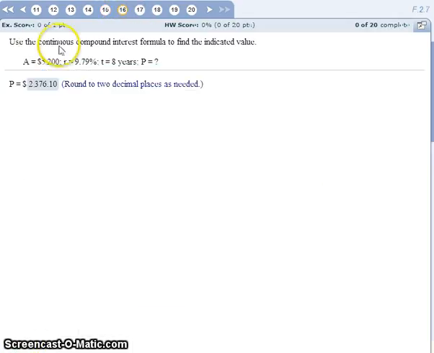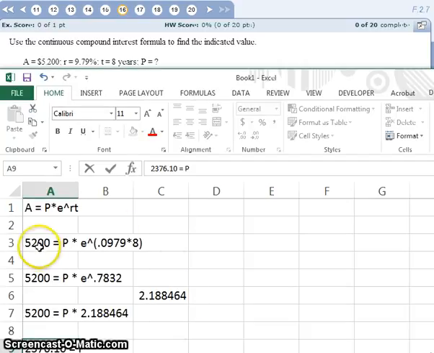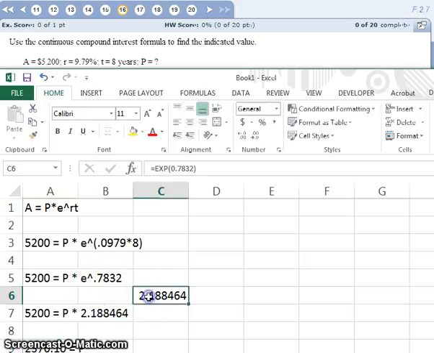For number 16, it is a continuously compounded interest problem. We're going to plug these values into the formula. So we're given the amount, we don't know the principal. E is a constant number. And up in the exponent we have the interest rate and the time in years. Multiply those together to reduce the exponent. And then calculate E raised to that exponent. I did that right here in Excel. And then to solve for the principal, divide both sides by this number, and here is what the principal is.